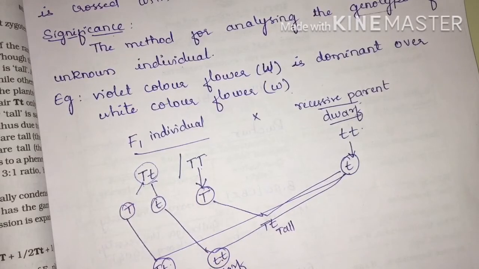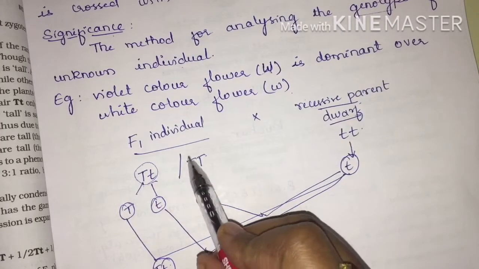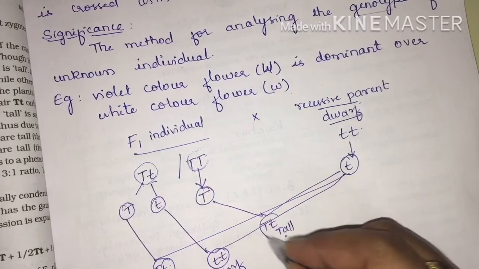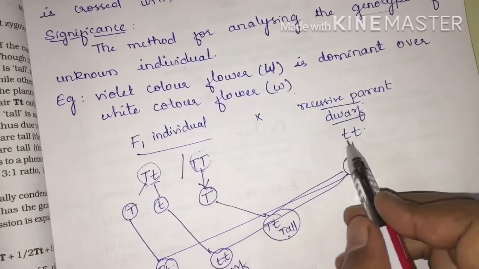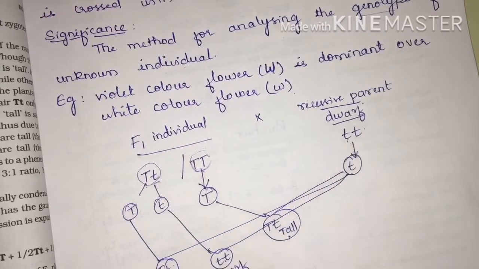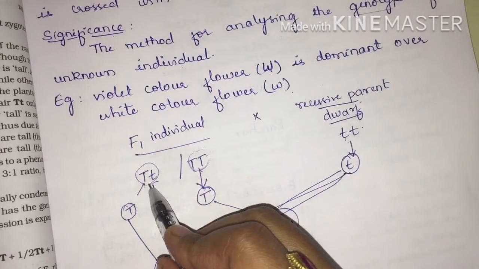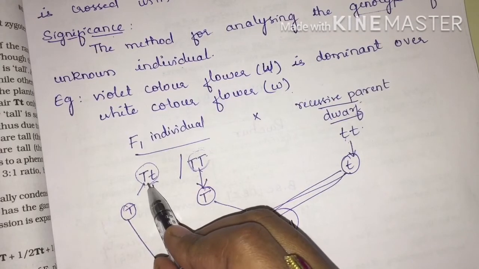Okay, if you are getting only a tall character, then it is not having this genotype. How are you going to identify this? We have got from this cross, both are homozygous. If we cross with the heterozygous, we are getting tall and a dwarf. So now with this we can make out that this must be the genotype of the F1 individual.